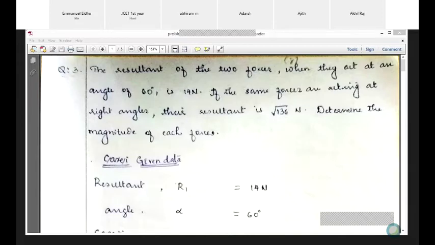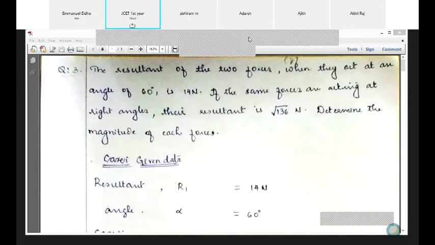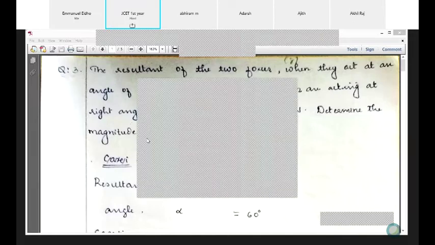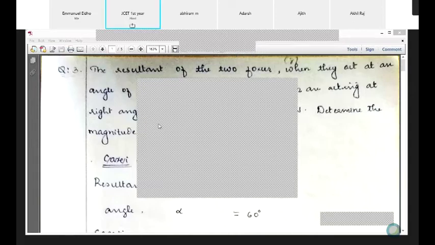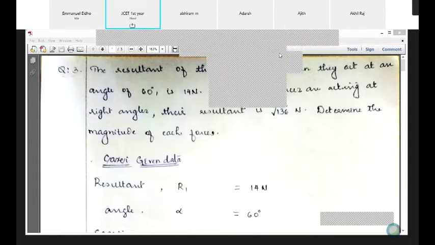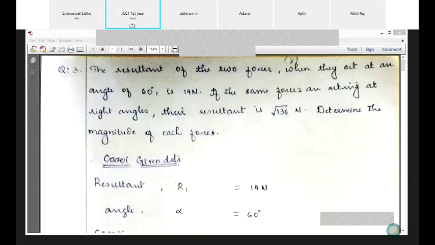The resultant of two forces when they act at an angle of 60 degrees is 14 Newton. When the forces are acting at right angles, their resultant is root of 136 Newton. Determine the magnitude of each force.